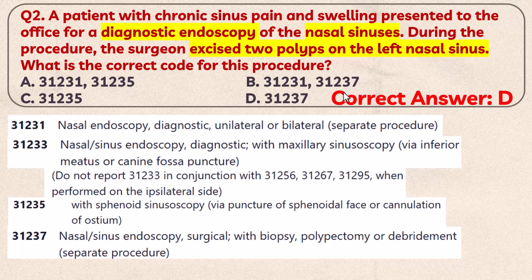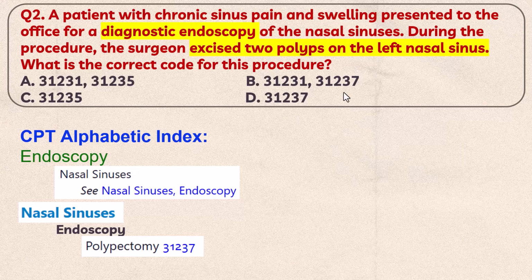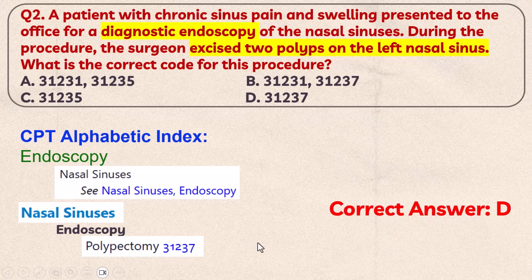If you encounter this case in a real working scenario, you have to use the CPT alphabetic index. In the CPT alphabetic index, first you have to go for the main term, that is endoscopy, then go for the subterm nasal sinuses. It will ask you to see back to the nasal sinuses, endoscopy. So again go to the nasal sinuses, then go to the subterm endoscopy, then you can see the subterm polypectomy. It leads you to the code 31,237. Again go back to the tabular list and confirm the answer. Once you confirm, the correct answer will be answer D.